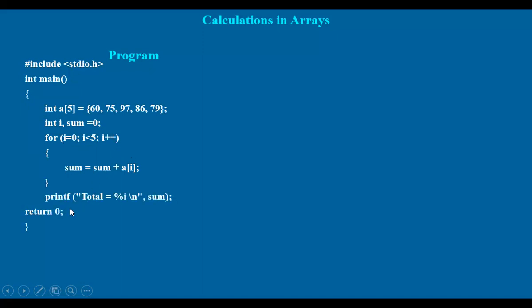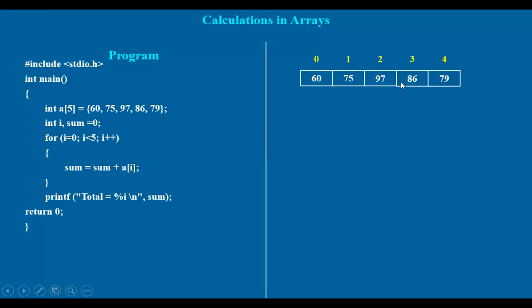And finally, we want to display the total value. Okay. So let's see, all the elements are stored here in the array like this. Compile the program and execute. The total you get is 397. So all the elements in this array are added here and you get the total.